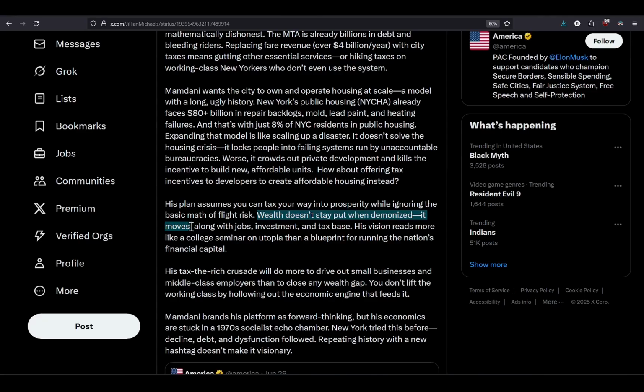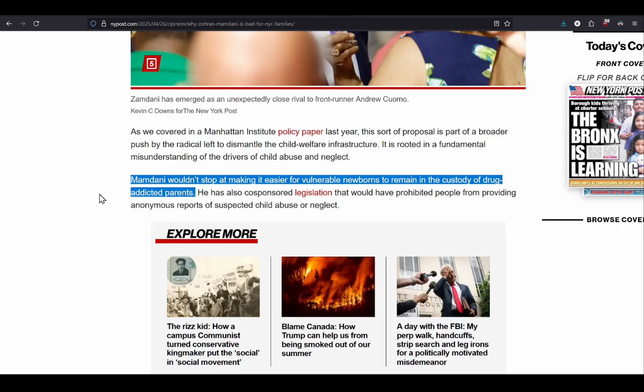Finally, on a similar note, keep an eye out for emotional language. For example, you can see this source says, "Mom Donnie wouldn't stop at making it easier for vulnerable newborns to remain in the custody of drug-addicted parents." Does it sound like the author is being dramatic or trying to make you feel a certain way? If so, that might be another red flag.